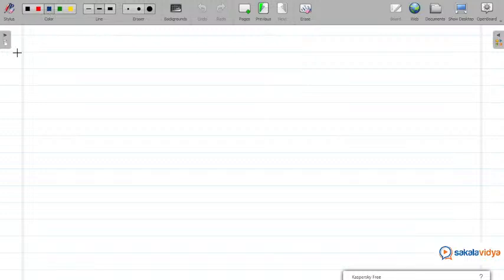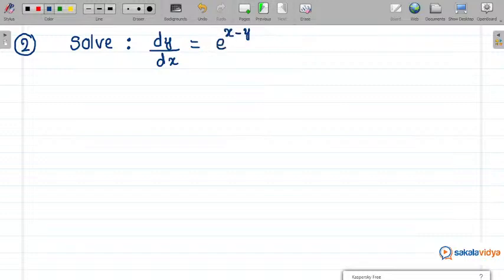Second question. So write down the second question, all of you. What is the second question? Solve dy by dx is equal to e to the power of x minus y plus x square into e to the power of minus y.